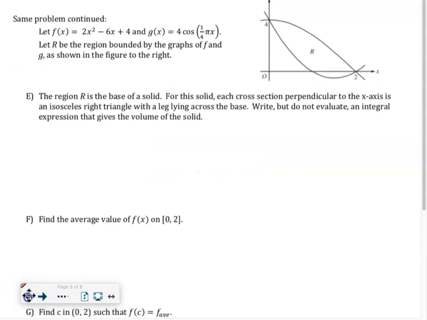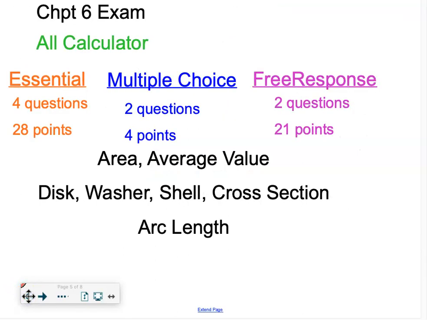Okay. So these are actually Miss Grunwald's slides. She was generous enough to share them with me so that you guys can see what her students are seeing, so that we're all kind of on the same page as far as your test tomorrow. Your test is on chapter 6, in case you didn't know. It's all calculator, 100%. There are only 4 questions in the essential learning part, and yet it's more than half your score, right?